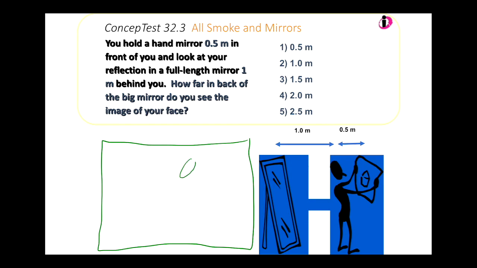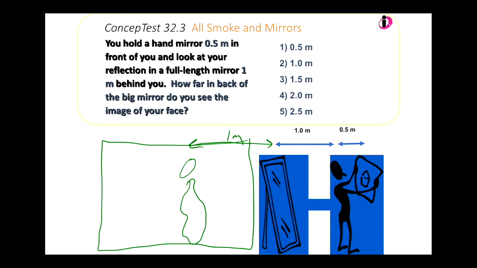So there's like a head, kind of, and then the rest of the person. The head is not disconnected, so I drew it that way. So how far behind the mirror are you going to see the back of you? That should be 1 meter, right?